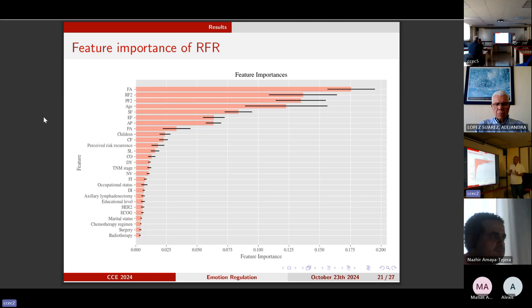So the method settles that these attributes are important also for the random forest method. The role functioning is in second place with this mean and this standard deviation. The social functioning is also important, in fifth place, with this mean and standard deviation. And the emotional functioning in sixth place, with this mean and standard deviation.